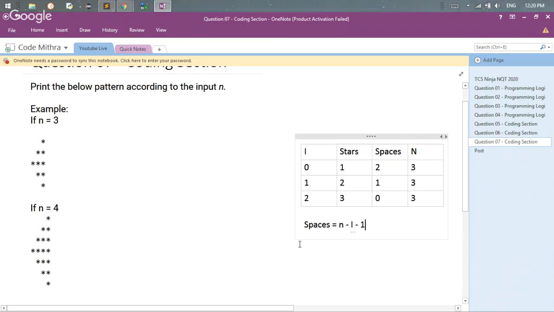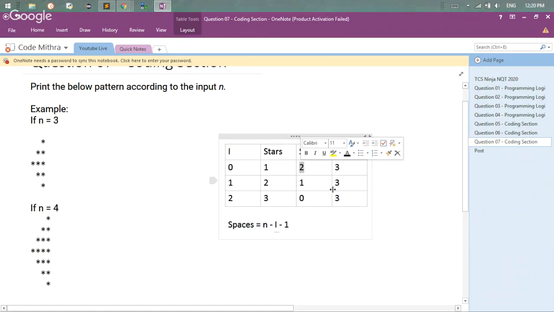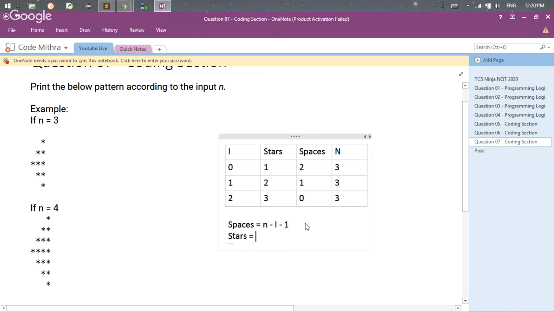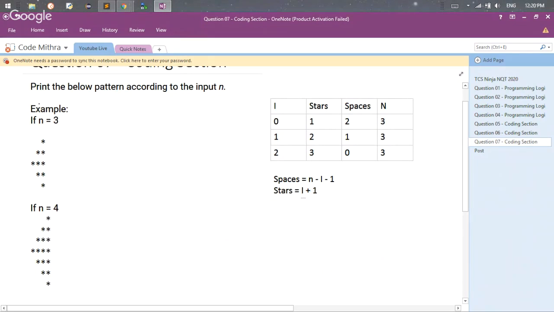If you guys observe this, n minus i is 3, minus 1 is 2. In this case, n minus i is 2, minus 1 is 1. In this case, 3 minus 2 is 1, 1 minus 1 is 0. So that's how we got the number of spaces. At the same time, what is the number of stars? Number of stars is i plus 1. Now this will answer the first 3 lines of our code. So the first 3 lines of code are done.